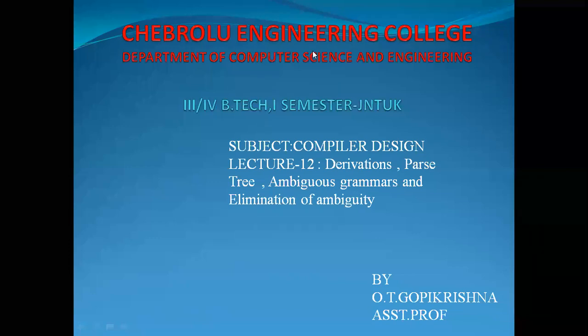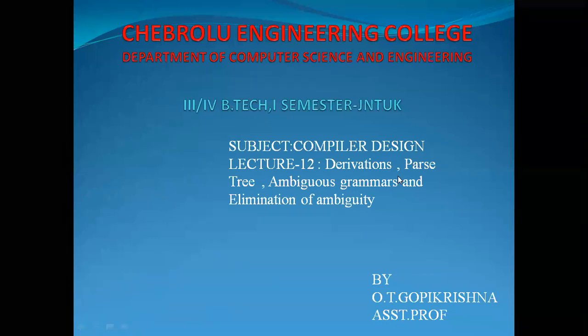The subject is compiler design. Today we are discussing derivations, parse trees and parsing, ambiguous grammars, and the elimination of ambiguity present in a grammar. These are the topics we cover today. In the previous class, we discussed the role of a parser, what a context-free grammar is, and the error recovery strategies.